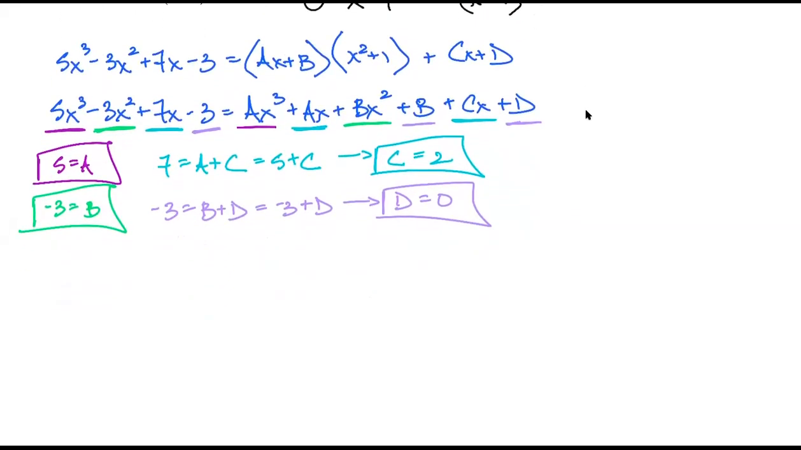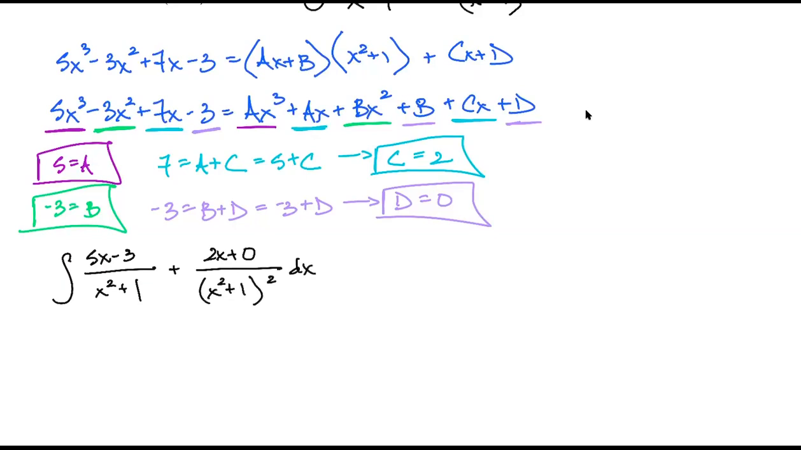All right, so let's get our constants into our integral and then see how many different integrals we're going to need to split it into. So I have 5x minus 3 over x squared plus 1 plus 2x plus 0 over x squared plus 1 squared. Okay.